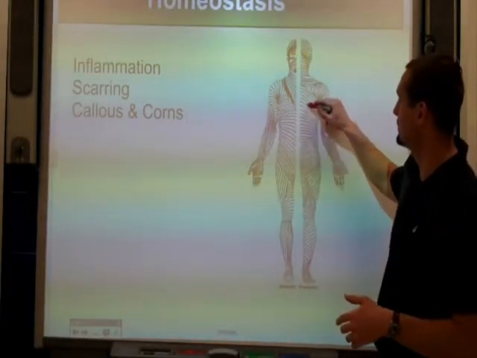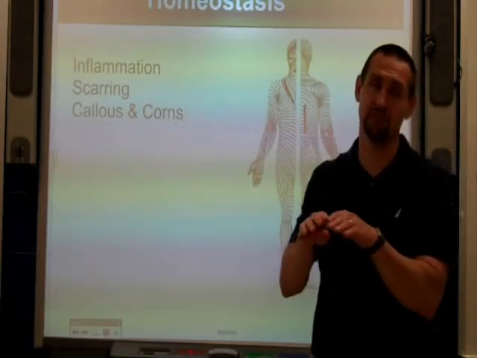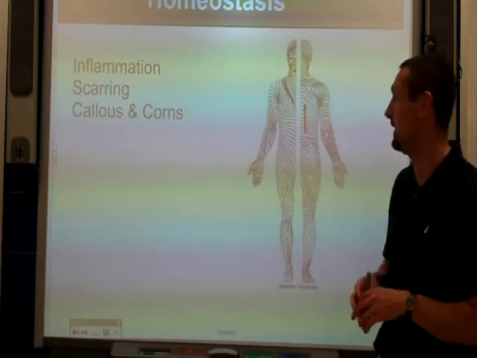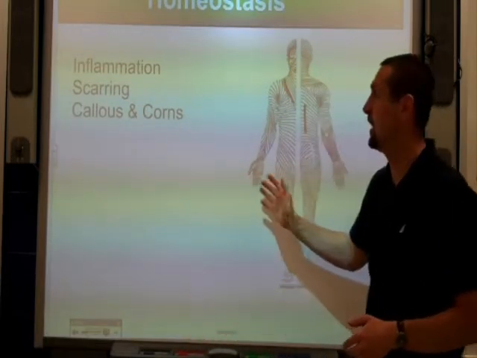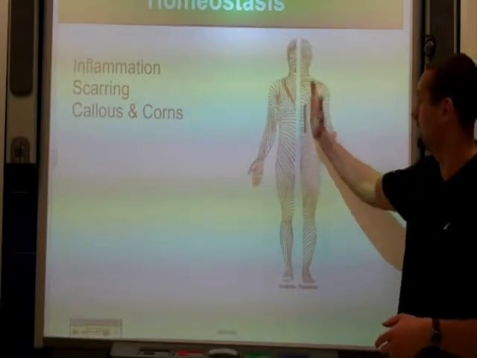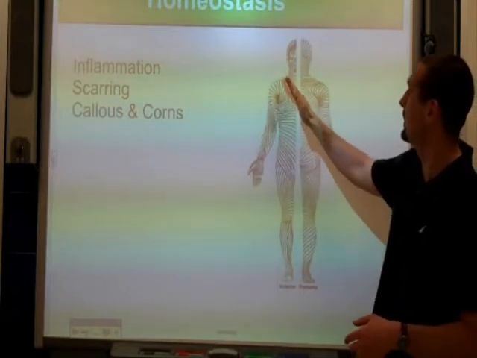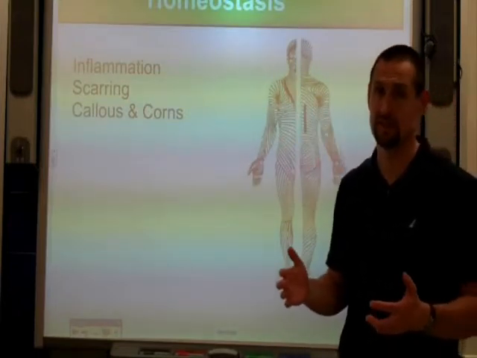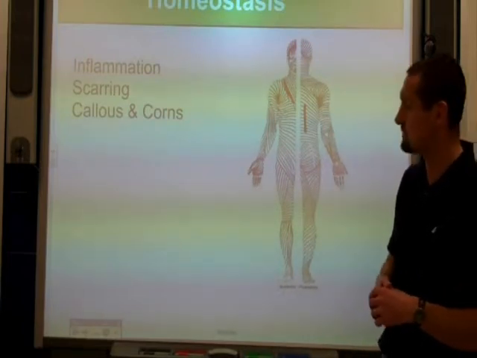If we get a cut or scrape that's perpendicular to those lines, then we can pretty much count on some scarring in that area. So this is a drawing of what some of those contour lines look like in the skin. And you can imagine a big cut going up and down your back would leave some scarring, whereas one that goes with these contour lines would not cause as much scarring.